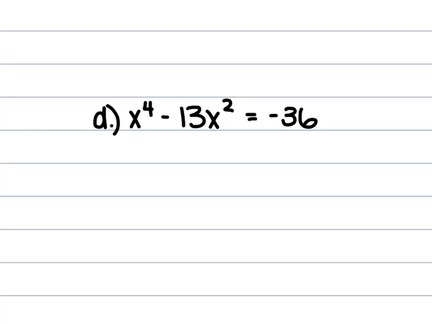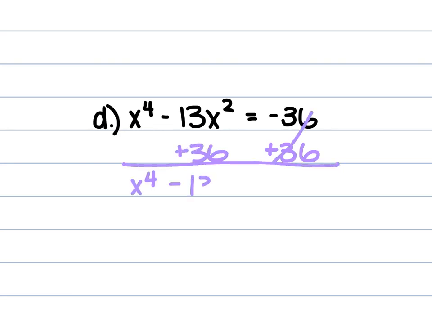For D, we have x to the 4th power minus 13x squared is equal to negative 36. So move that 36 over by adding it to both sides. We're going to have x to the 4th power minus 13x squared plus 36 is equal to 0. From here, we're going to factor this. The factors of 36 that add up to negative 13 are negative 4 and negative 9. So you have to be able to pay attention.